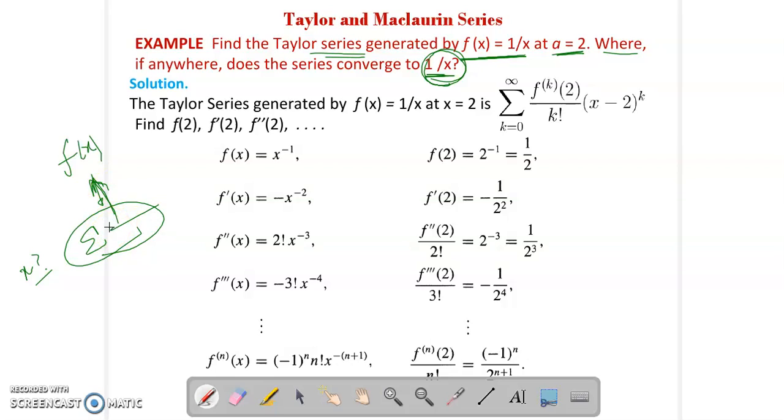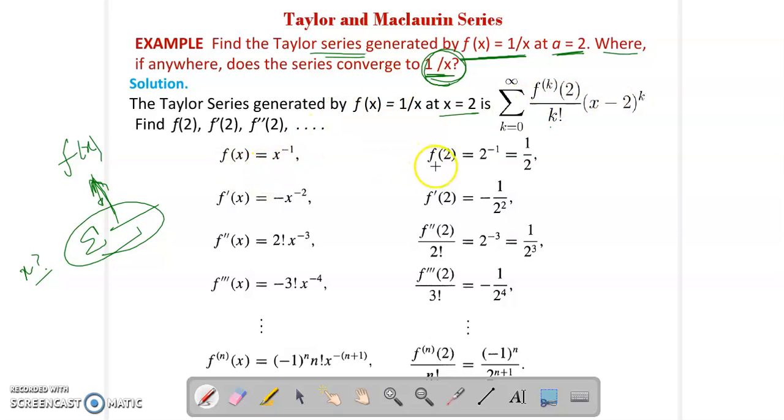So let's address the first question: what is the Taylor series generated by this function about this point? The Taylor series generated by this function at x equal to 2 is given by the summation k going from 0 to infinity of the kth derivative of f at 2 divided by k factorial into (x minus 2) raised to the power k. So we need all the derivatives, first, second, third order, defined at 2. So let's see what is f(x). f(x) is x to the power minus 1.